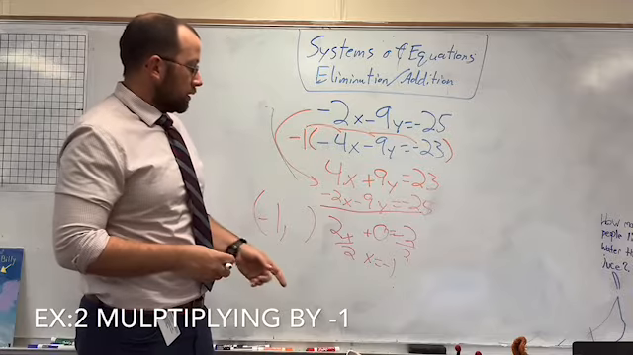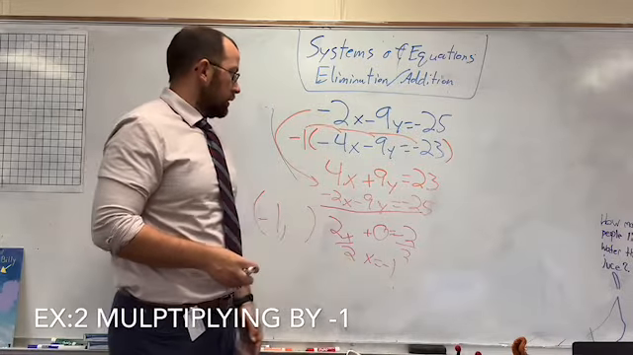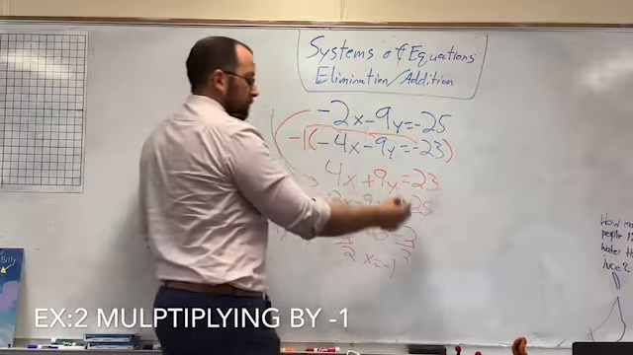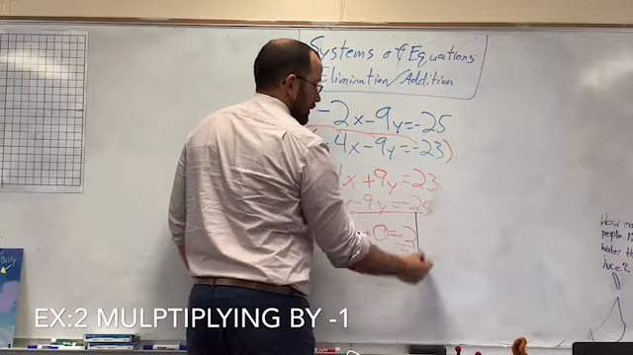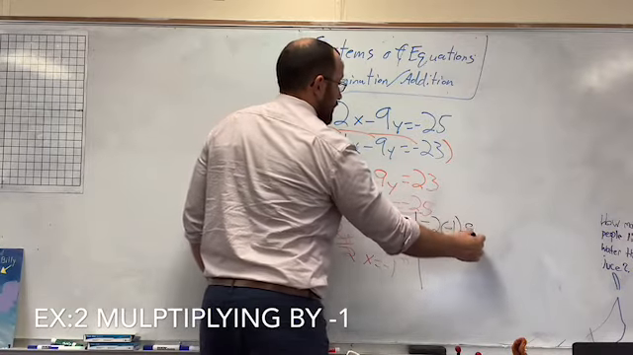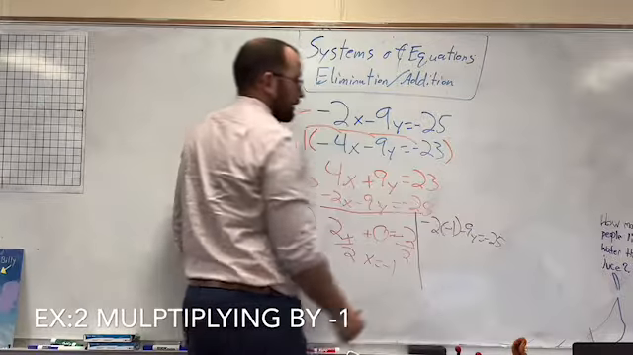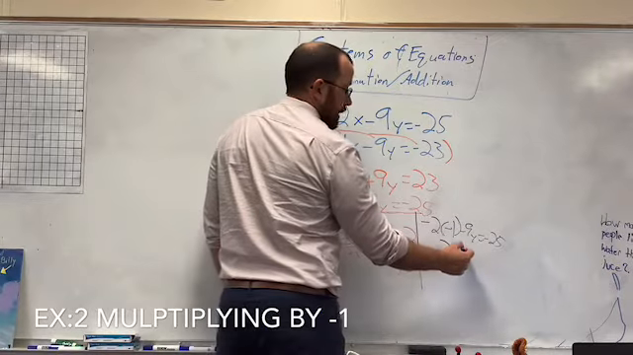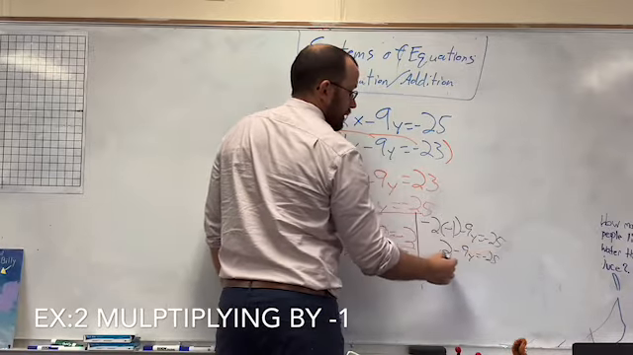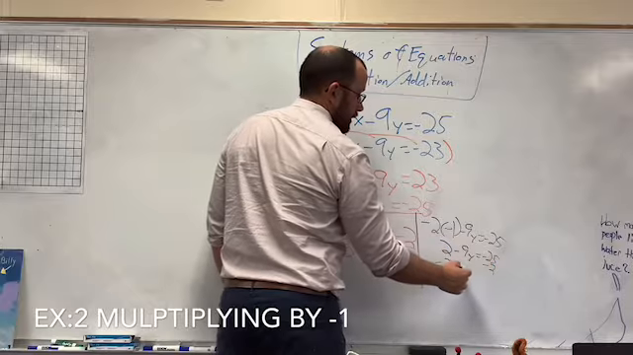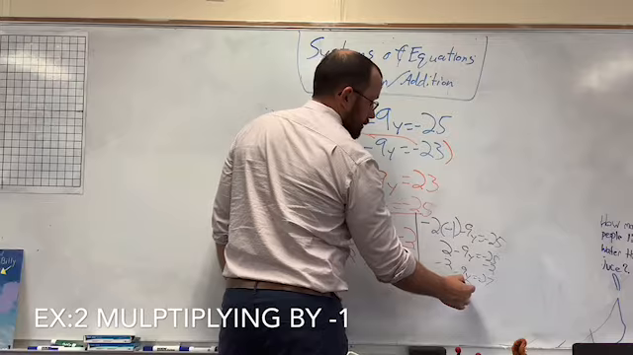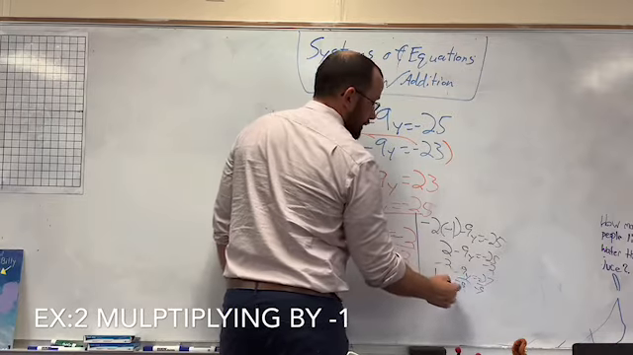All right, so now we know that's negative 1. Let's find the other one. Let's plug it into the top one. Negative 2 times negative 1 minus 9y equals negative 25. So that gives me 2 minus 9y, minus 2, minus 2, y equals 3.